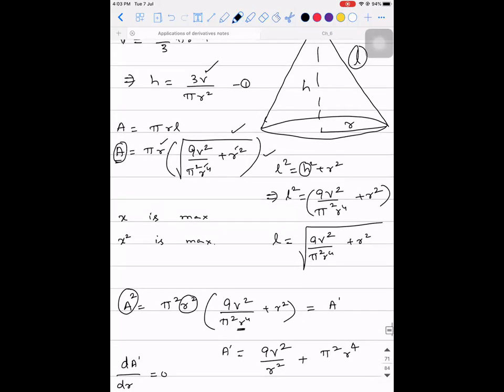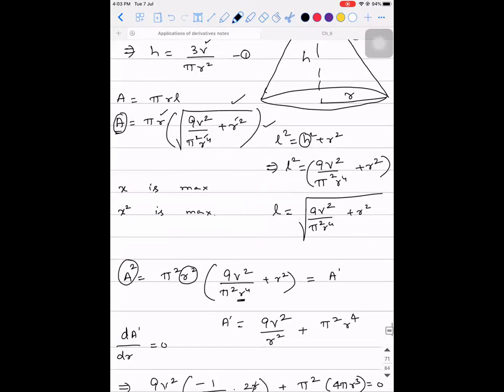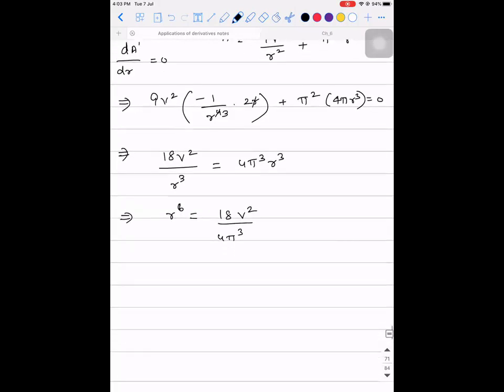So what is it that we need? Okay, then what is r square from this? So which implies r square will be equal to 18 power 1 by 3 into v power 2 by 3 divided by, square means 1 by 3 only. Yeah. So 4 pi cube, the whole power 1 by 3. Don't make it this complicated. Just give me a minute.